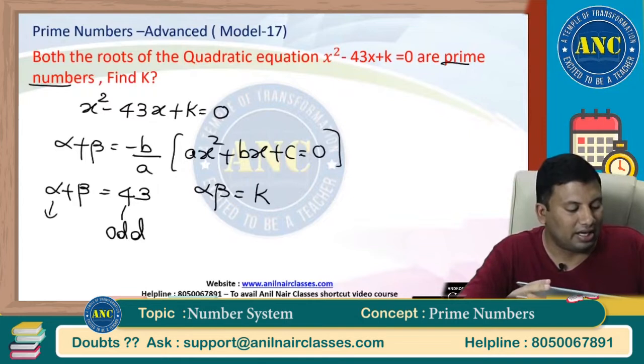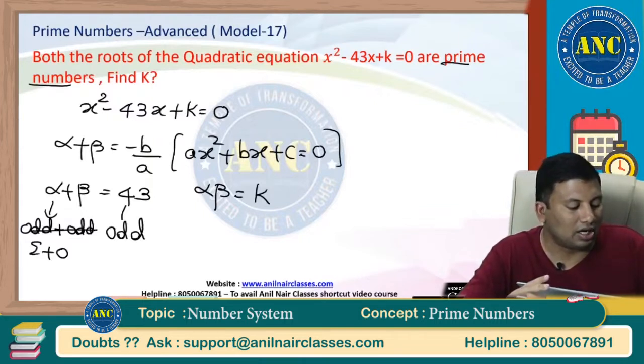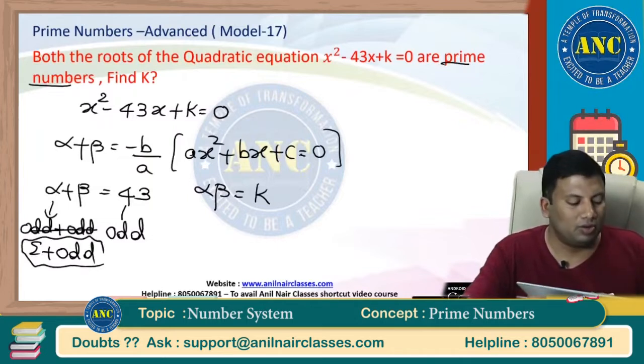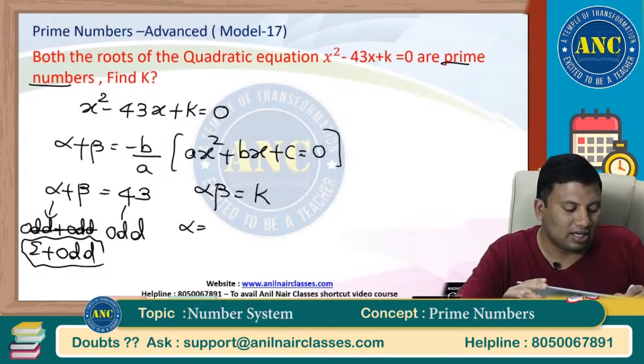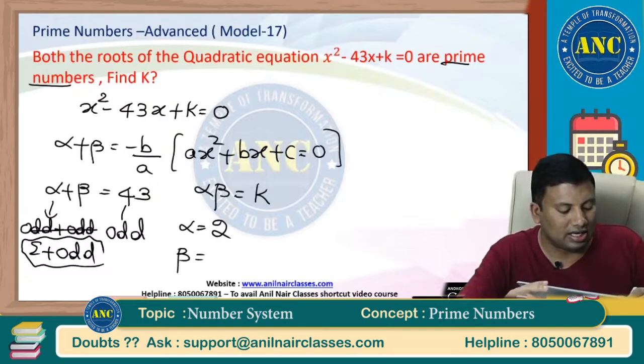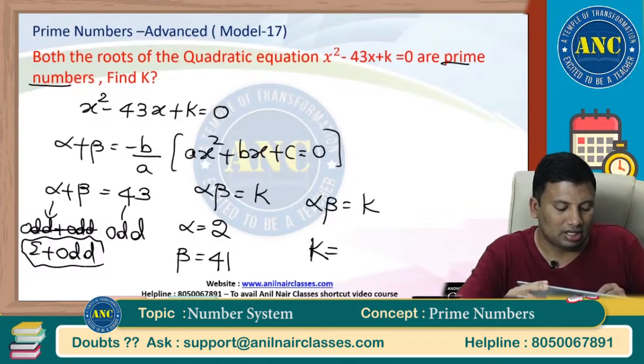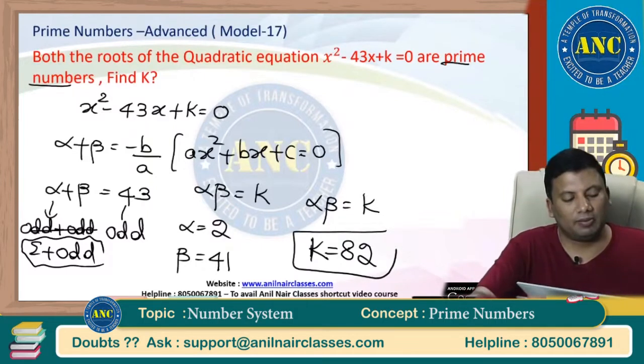Now, if I take two odd primes, odd plus odd will result in an even number. Not possible. Even plus odd can only give me odd. So alpha is an even number. The only even prime is 2. So the other root is 41. The product of the roots is k, so k is nothing but 82.